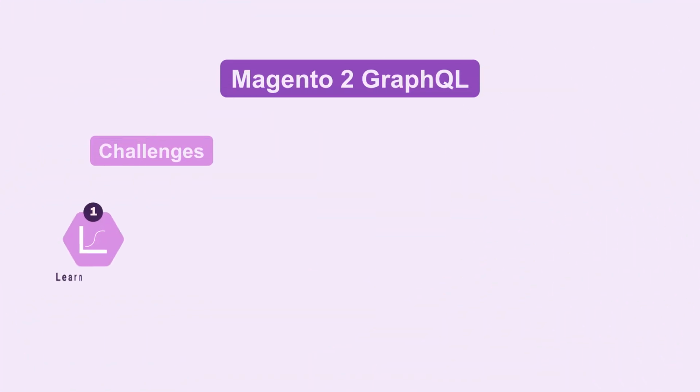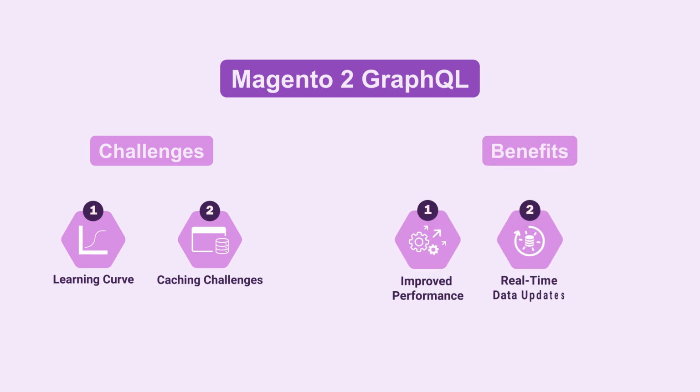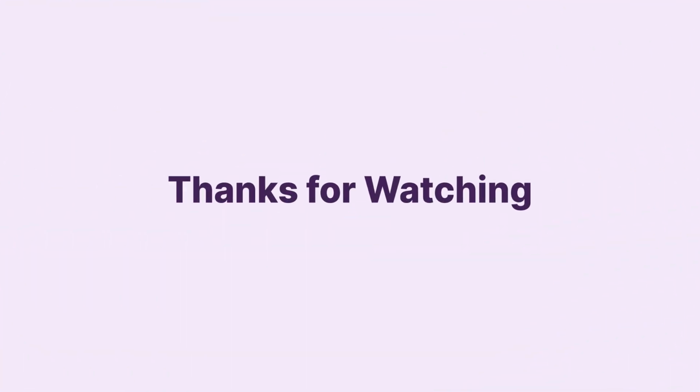While Magento 2 GraphQL presents challenges like a learning curve and caching complexities, its benefits in performance, real-time updates, and scalability make it a promising choice for Magento 2 stores. That sums up our overview of Magento 2 GraphQL.